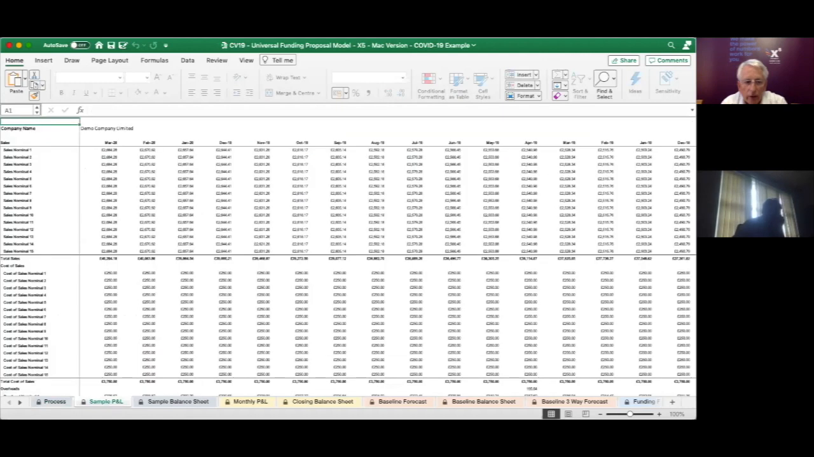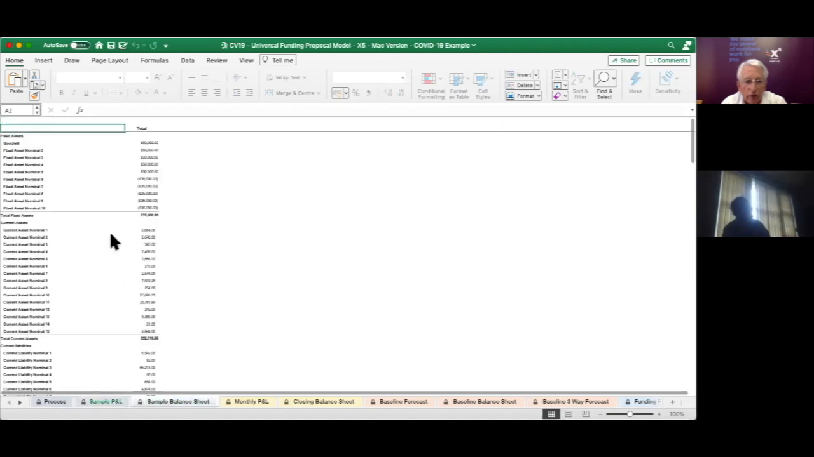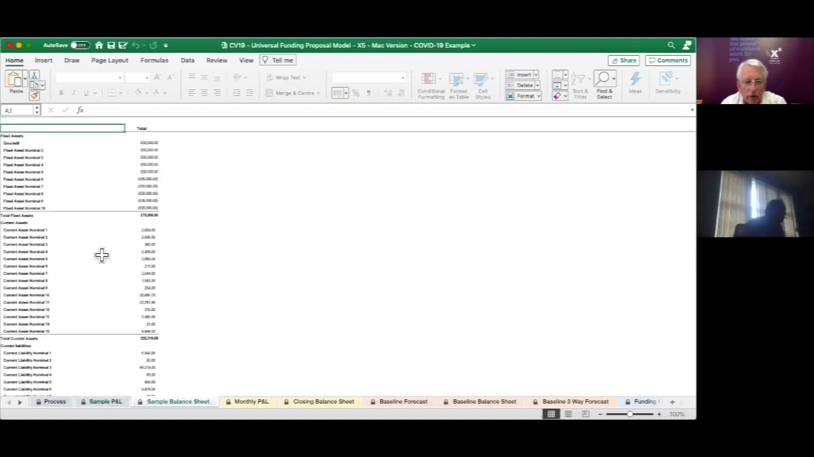The next tab is a sample profit and loss account. This is how it would look when we send you pre-populated information. It will take how your Xero is already set up between your sales nominal ledger structures, and it will just copy that and repeat it. And the same with your balance sheet. It will show you the figures that you've got in your balance sheet as it's set up in your Xero.